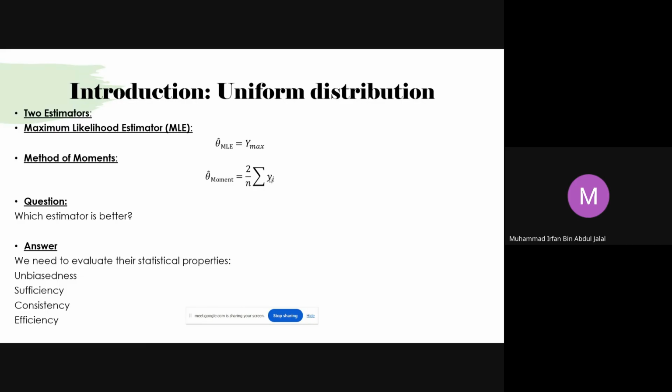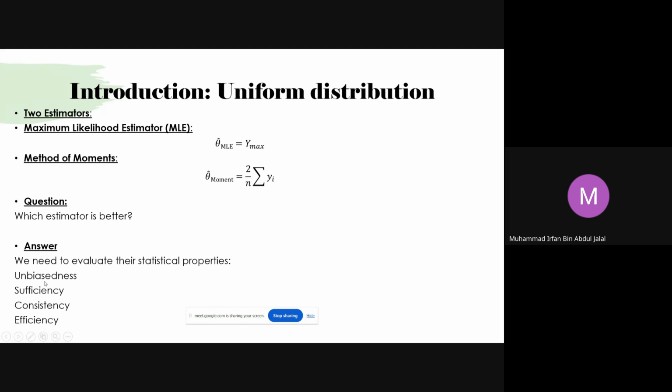So in this case, which estimator is better? Is it the MLE estimator or the moment estimator? To choose which estimator is better, we need to evaluate the MLE estimator and the moment estimator based on these four properties. The first one is unbiasedness. The second one is consistency. The third one is sufficiency, and the last one is efficiency. This is the order of the properties that will be elaborated today.